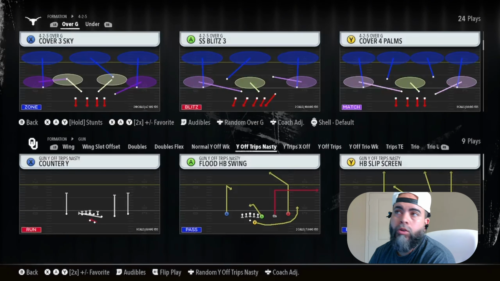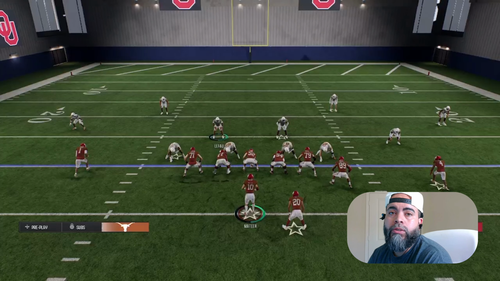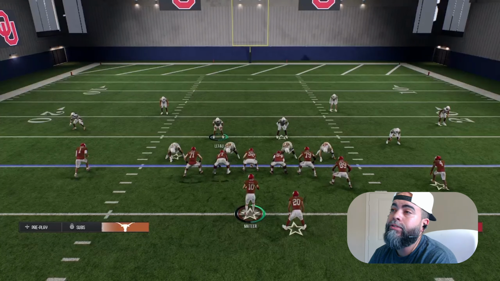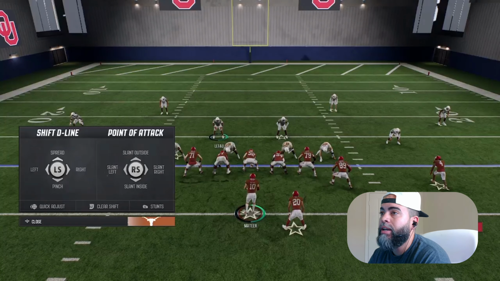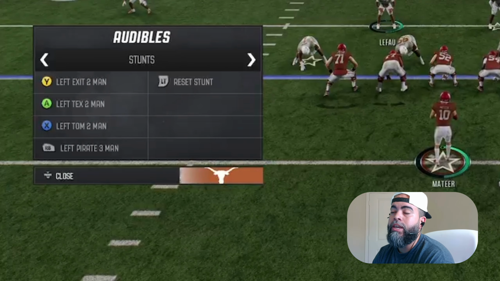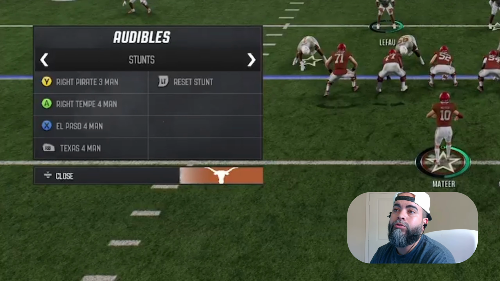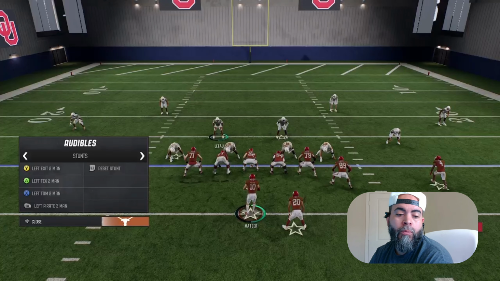All right, guys, check it out. We're in our nickel over G. We're going to pick basic Cover 3 on defense. First thing we're going to hit is left on the D-pad, and then we're going to hit RB, and now you're going to see our stunt selection window. If you hit left on the D-pad, you're going to see that you have 3 screens or 3 versions of this.